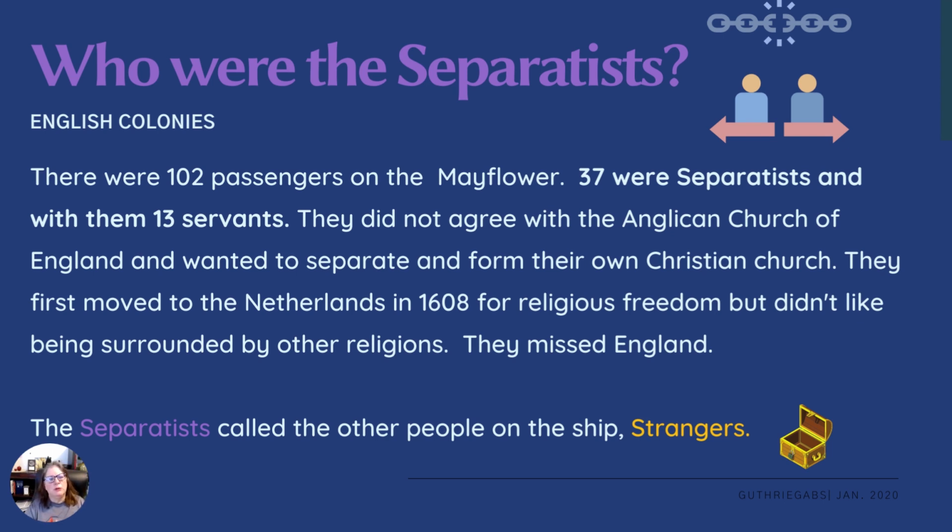So on the Mayflower, you have 102 people total. 37 were separatists, and they brought with them 13 servants. So these are not poor families. Can you imagine being a servant? Hey, we're moving. You might want to write your folks. Oh, you're moving? Okay, where are we moving to? Oh, I don't know, someplace across the Atlantic. Right? And so if you were not part of the separatist church, you were considered a stranger to them.